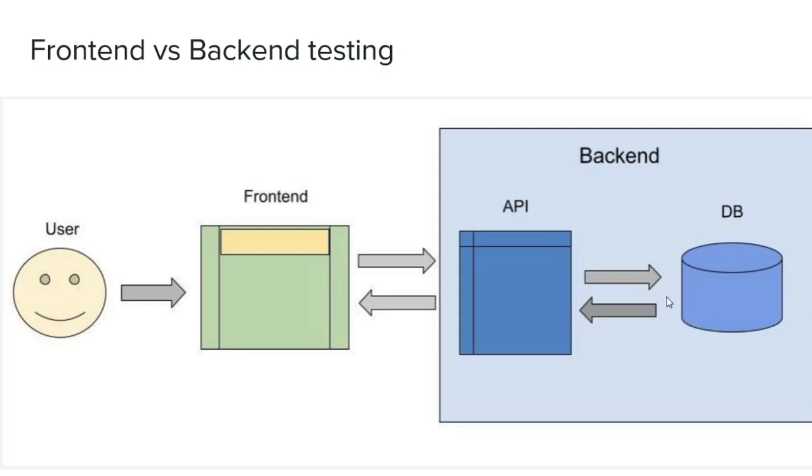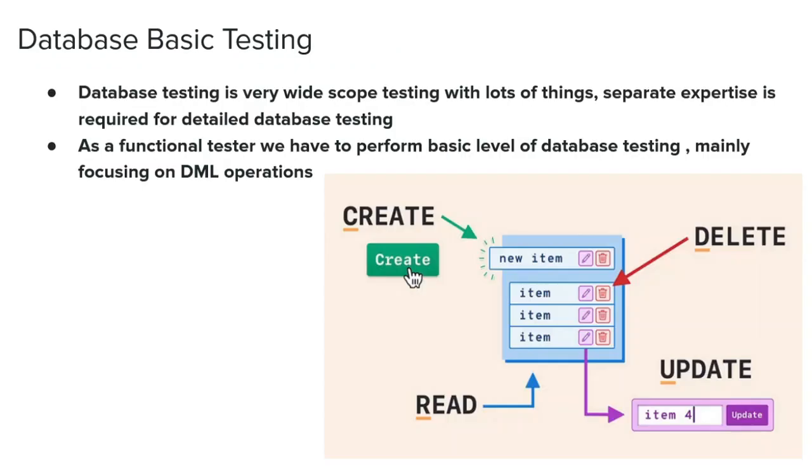And to bring that information from the database, there are lots of backend activities going on. So that is the main difference between front end and back end testing. As a functional tester, we have to focus on the basic part of back end testing as well. So what are the areas where we have to focus while doing database testing? Database testing is a very wide scope testing with lots of things, and separate expertise is also required for detailed database testing.